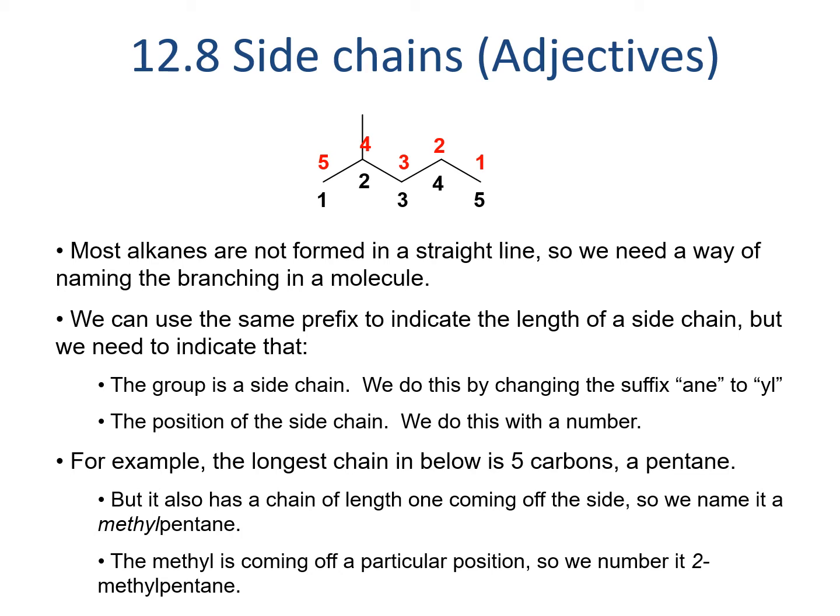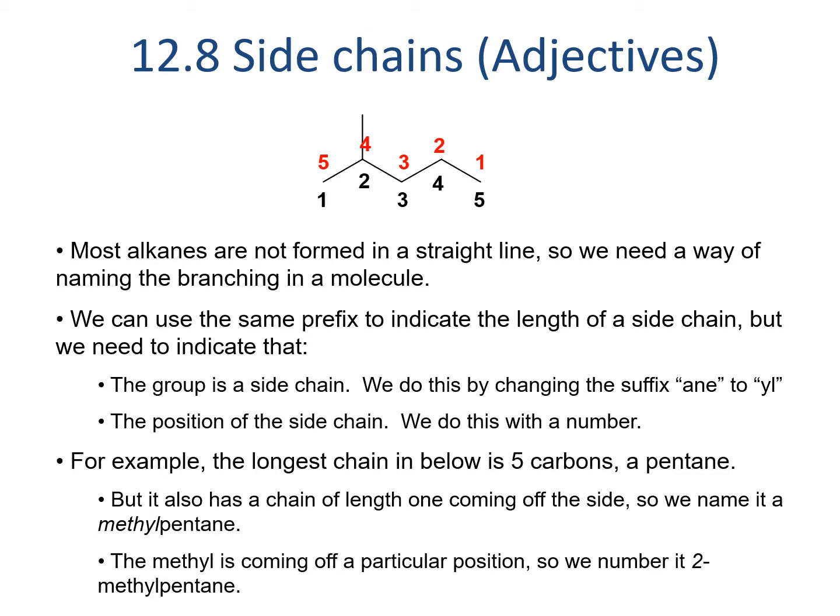Next, we're going to name the side chain. In this case, the side chain is only 1 carbon long. Notice that we only counted the carbon that was not already part of the main chain. We never want to recount a carbon. So a 1 carbon side chain will have the prefix meth for 1 and the suffix -yl, since it's a side chain, and so it is a methylpentane.